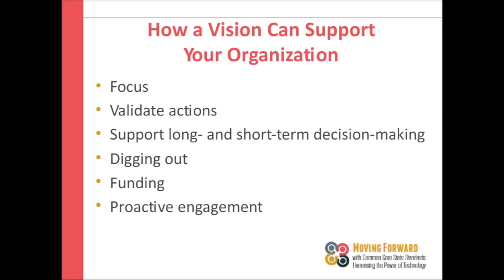So I put together 6 points of how a vision can support your organization, and I'm going to go through them, not super fast, but it's important to think about this. So having a vision allows your organization to focus, and it keeps people focused on a daily basis. It lets everyone know what you're thinking. It tells people where the organization is going, and it's the overall purpose for what you do. So it's very important to have that vision and to be able to articulate it.